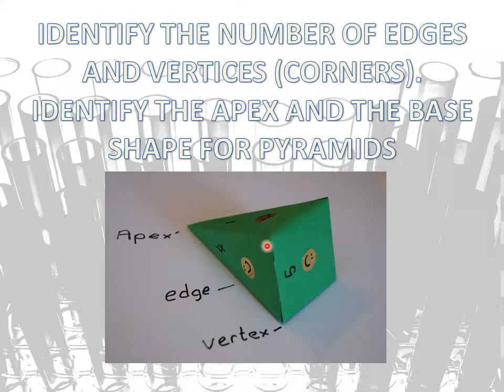Next, count the number of vertices, edges, and apexes in a triangle. Remember, a vertex is a corner, an edge is where two faces meet, and the apex is the top of the triangle.